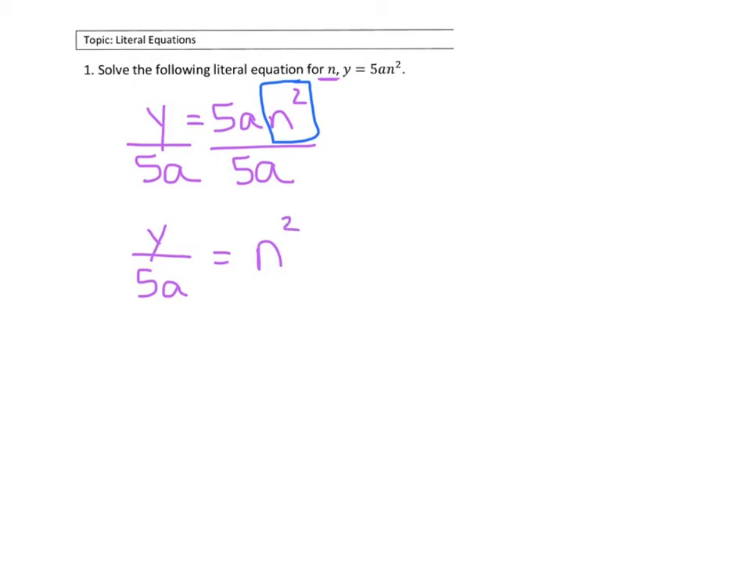Now it's the squared that I want to undo, so I just have an n. So how do I undo squared? Well, the inverse operation for squaring is taking the square root. And remember, the reason why that works is because squaring and square rooting are inverse operations, so they cancel each other out, leaving us with n is equal to the square root of y divided by 5a.